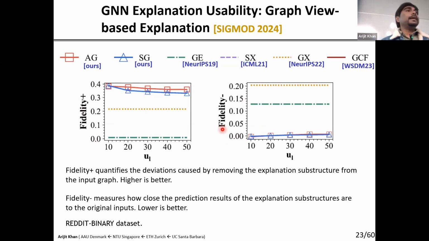Then on the fidelity minus, what we do is we actually keep the explanation fixed, and we change outside the explanation. And because explanation is the key reason behind the decision of the model, that means any change you do outside should not impact the decision of the model. So that's why a lower value of fidelity minus is better, and that's also what we get compared to some of the existing explainability methods. So these metrics shows that the explanation subgraph that we generate are of quite high quality.